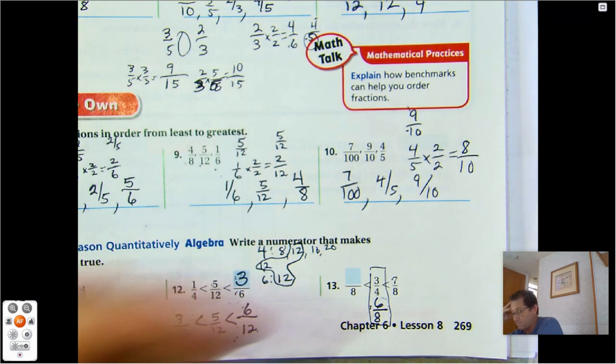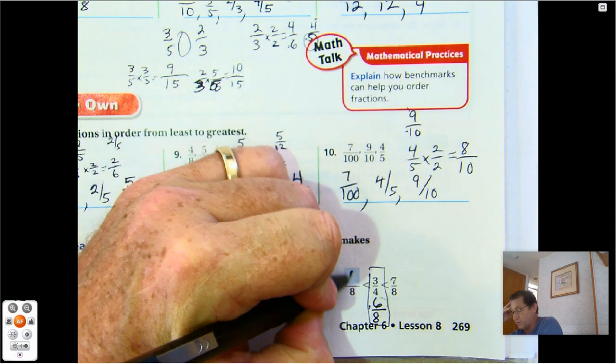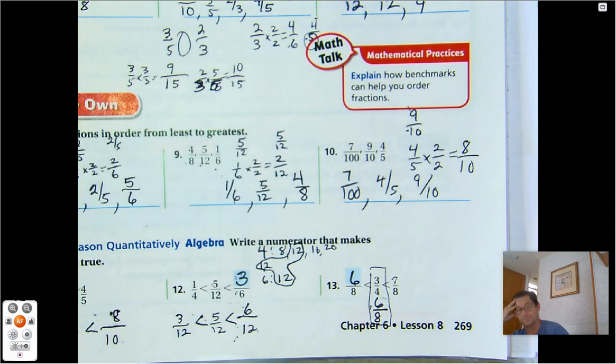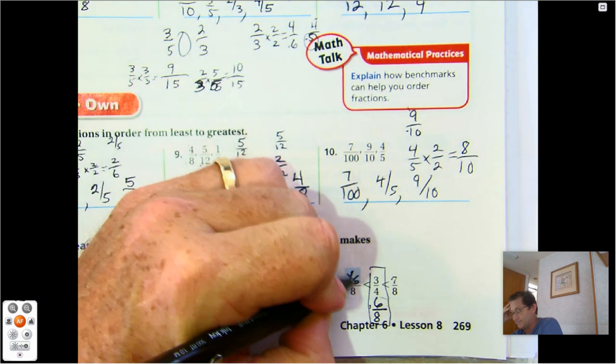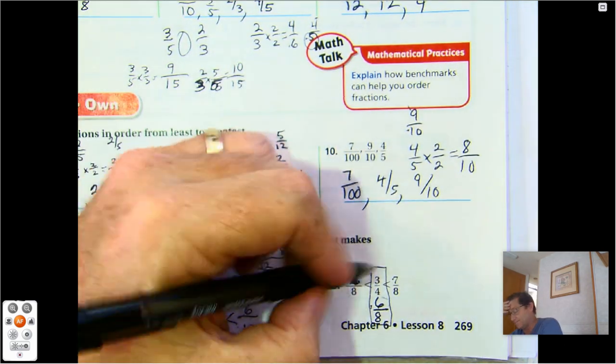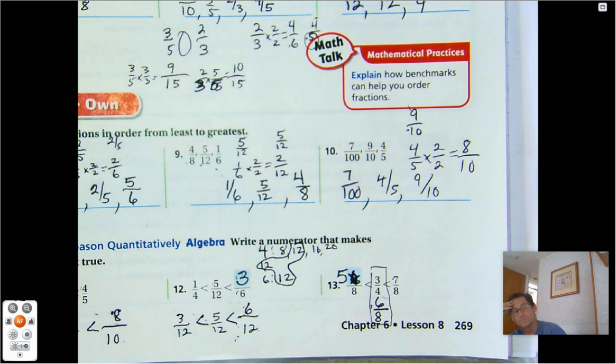So I'm just going to put 6. No, I'm sorry, not 6. Anything smaller than 6. 5. Okay, 5/8 is smaller than 6/8, which is smaller than 7/8. Okay. All right, 270.